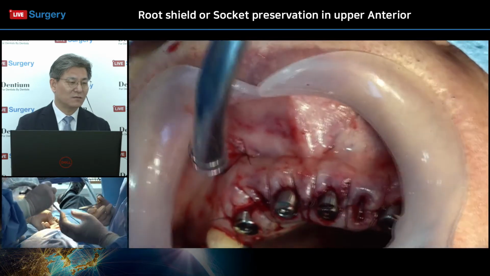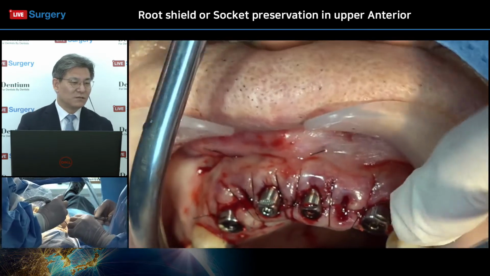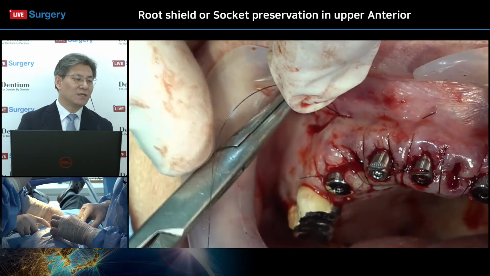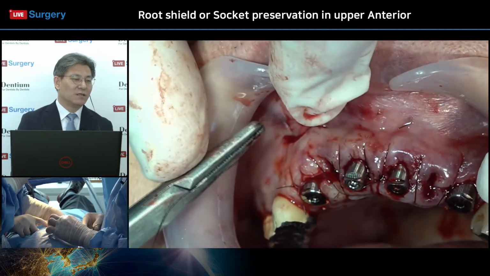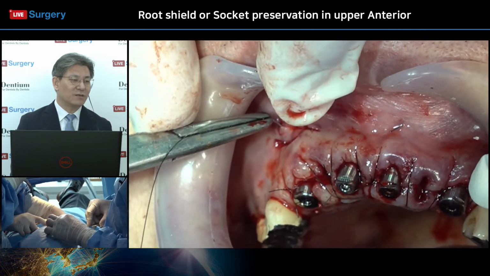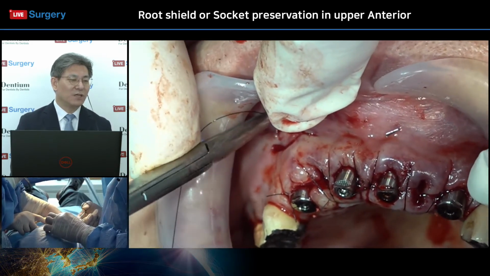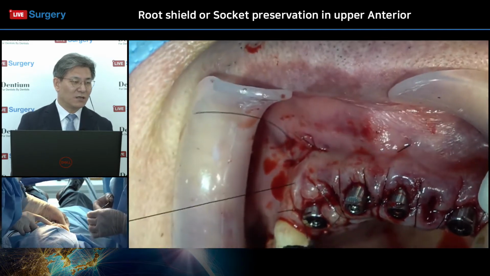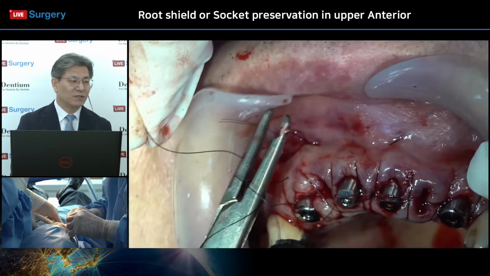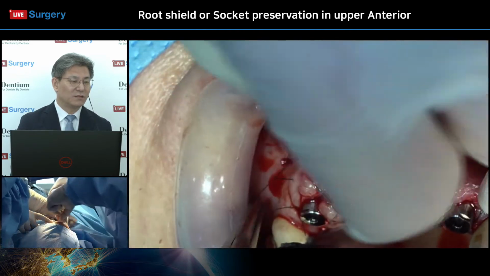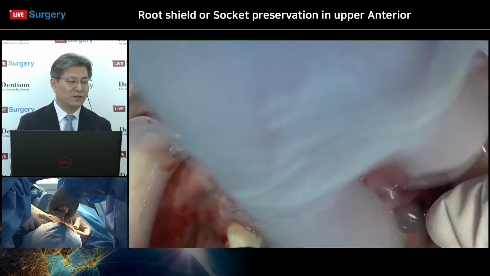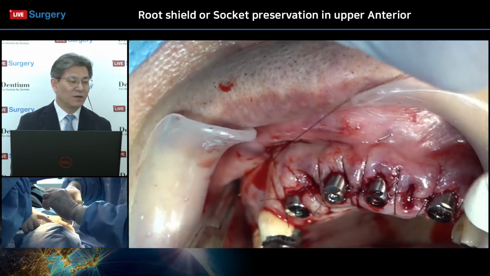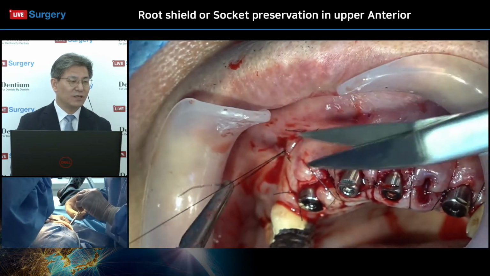Okay, so today's surgery concept was minimized surgery. Nowadays minimized surgery concepts are popular and prevailing. So flapless or minimized flap and guided surgery, even the freehand surgery, as you can see today.